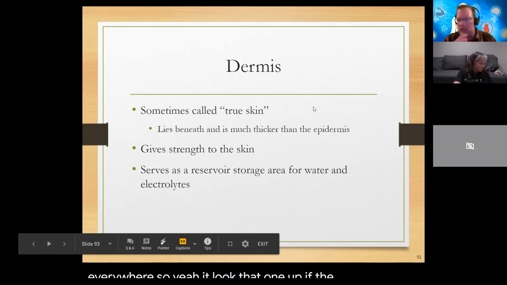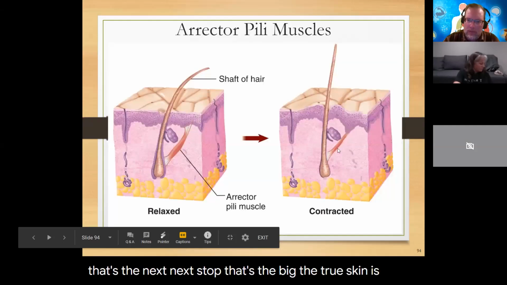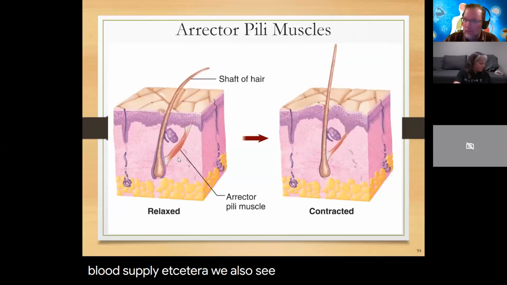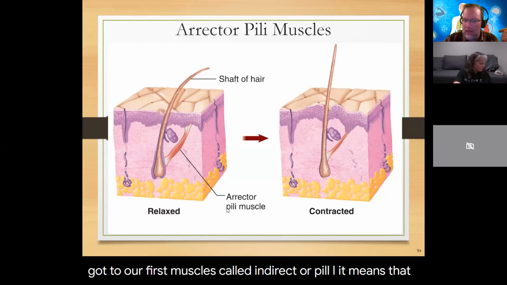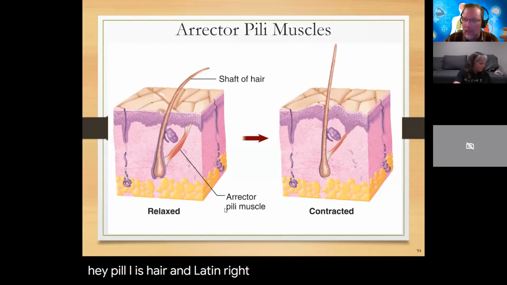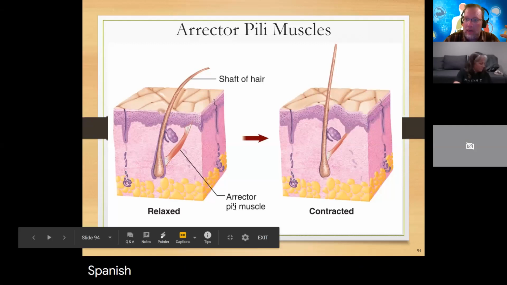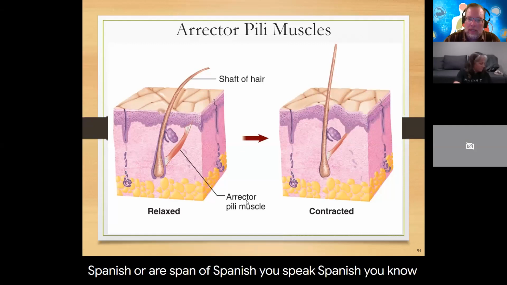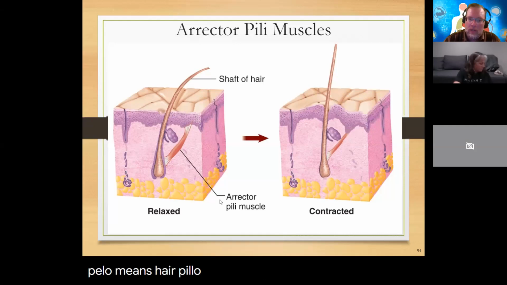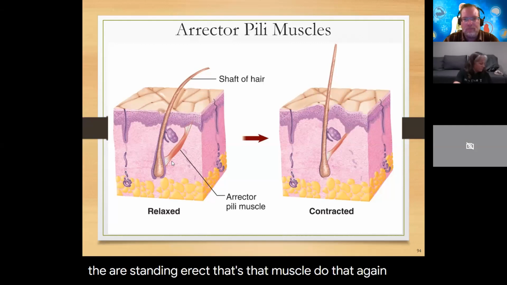That's the big, the true skin. This is blood supply, etc. We also see our first muscle. We finally got to our first muscle. It's called an erector pili. Pili is hair in Latin. If you speak Spanish, you know pelo means hair. Pili means hair as well. Erector means erect. So the hair standing erect, that muscle will do that, the erector pili.